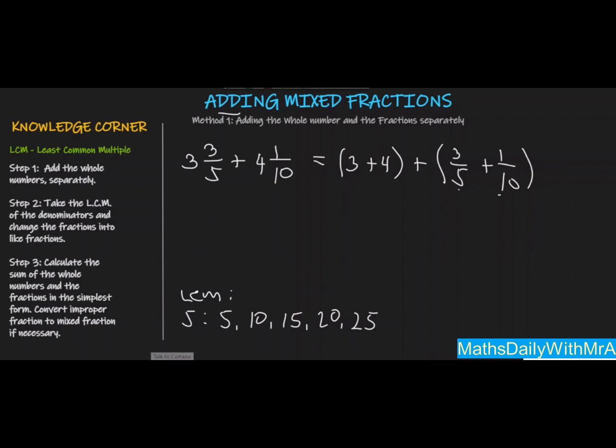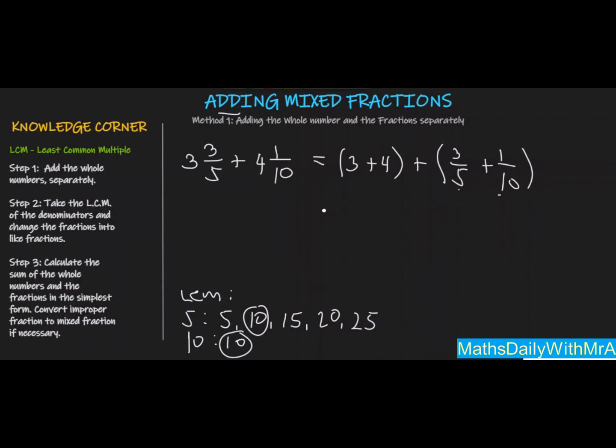For 10, the multiples are 10, 10 times 1. Now, since 10 is also a multiple of 5, I will stop right there. There's no need to continue the list. Now we can say that the common multiple of 5 and 10 is 10. Now we can rewrite and rename these fractions using the LCM of 5 and 10.